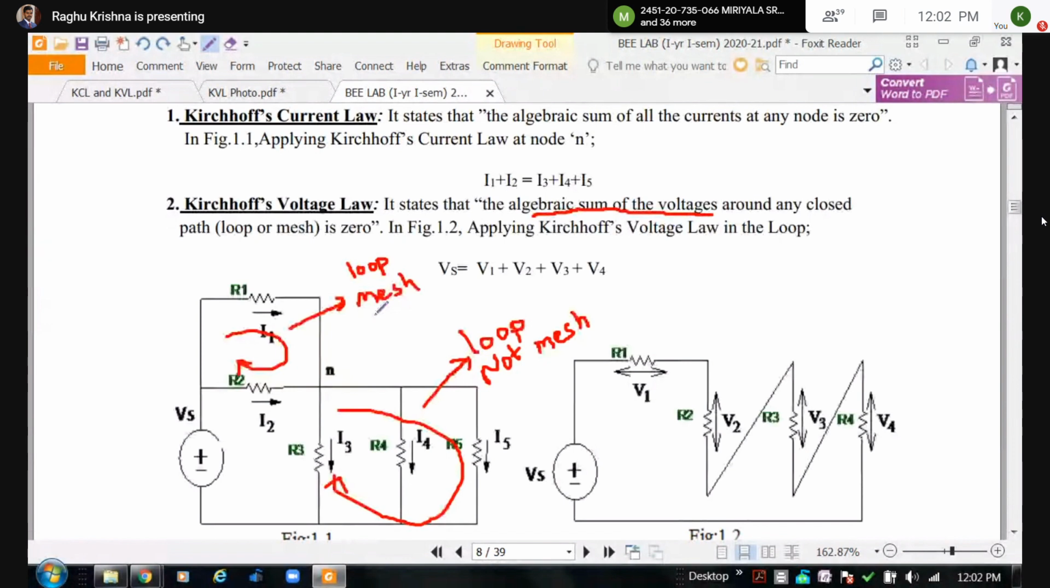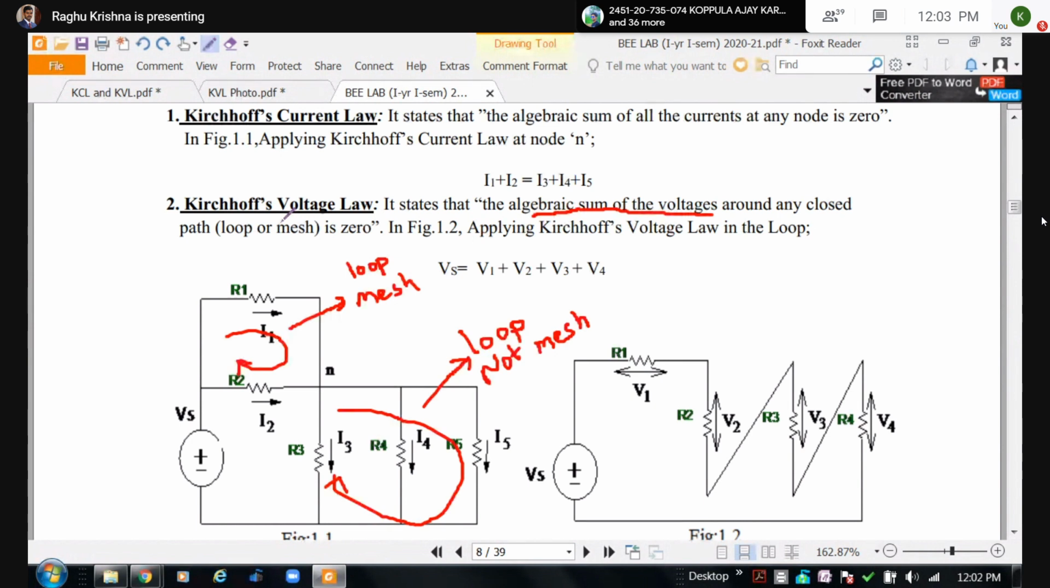A smaller loop is called a mesh, what we say here. So a loop may contain many meshes, but a mesh will have only one loop. So this will be covered in the classroom. I will be teaching this in lab. So algebraic sum of voltages in any closed path, that closed path can be a loop or mesh. This will be covered more clearly in the subject. So let us go for the experiment.